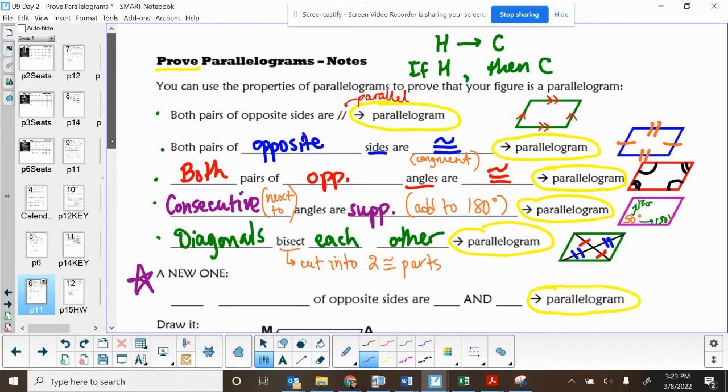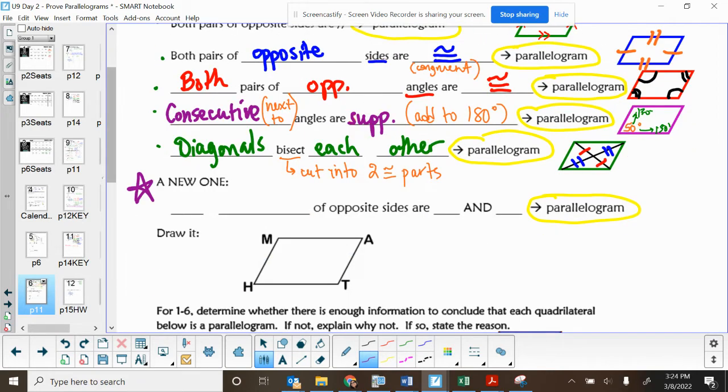So all we did for these first 5 is we just used the properties we know, and we said, well, if we know these, then we will have a parallelogram. And this new one is if we know that one pair of opposite sides are both congruent and parallel, then we have a parallelogram. So one pair means that it's the same pair that this is happening to.